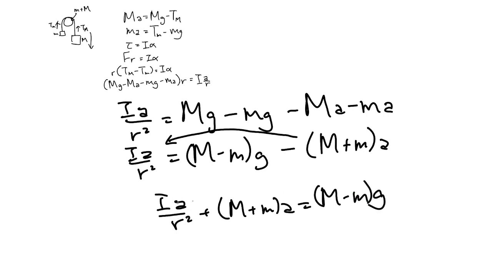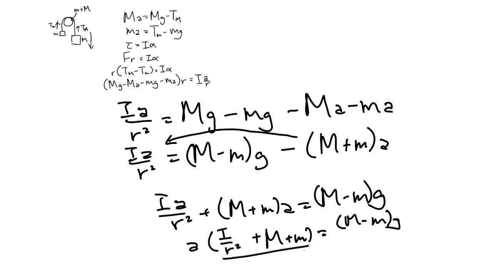So we can factor out the a. We can say that this is a times I over r squared plus big M plus little m equals big M minus little mg, right? Now we can move this entire thing over to this side by just dividing by this entire block.